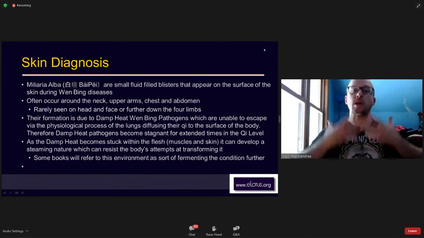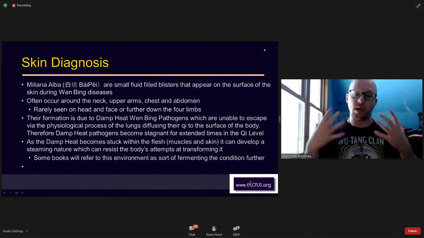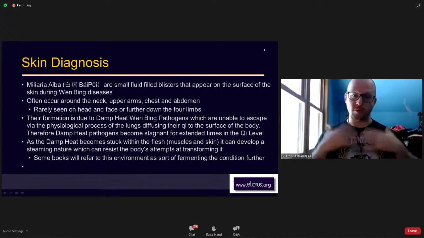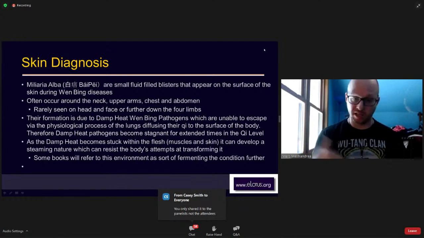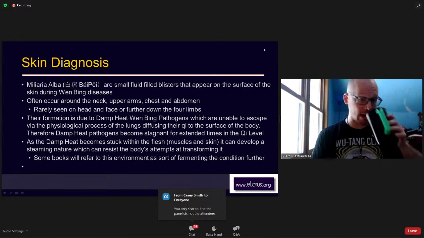Right? Because it's pushing upwards. Normally, this stuff is stuck in the upper jiao as it's trying to push out, right? If these are coming out in the lower jiao, in the lower legs, then the idea is that you have dampness steaming in the lower jiao and that you need to treat that.